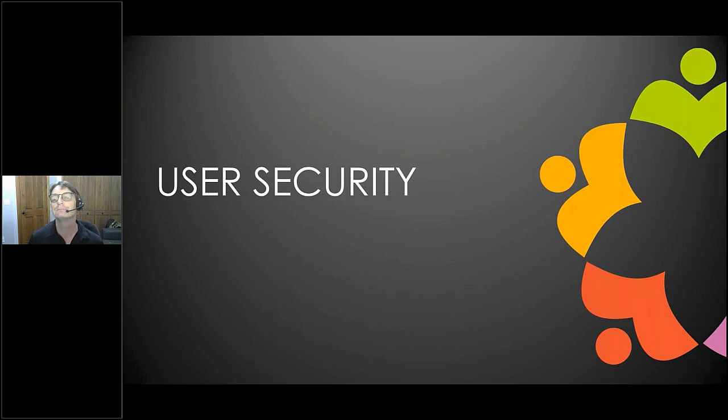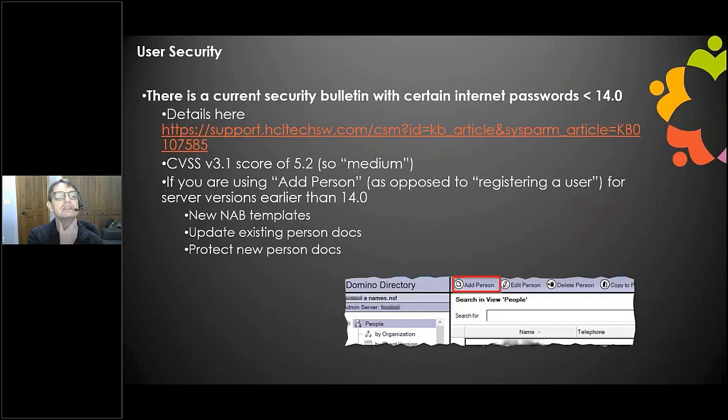I'm doing kind of okay on time, which is shocking. User security. So I'm going to pull this up first. There is currently an active security bulletin where certain internet passwords created on versions less than 14, so 9, 10, 11, 12, have an issue. If you created them by using the add user button and not registering a user, there is a 5.2 level CVSS score right now. So at the end of this presentation, go and click that link, and there's a couple of fixes that you need to do.